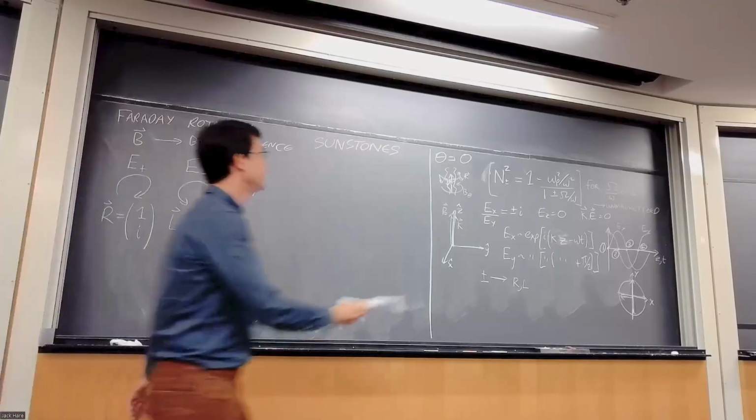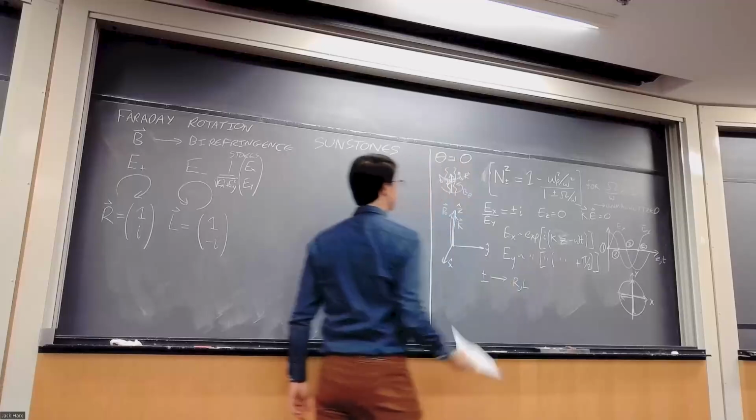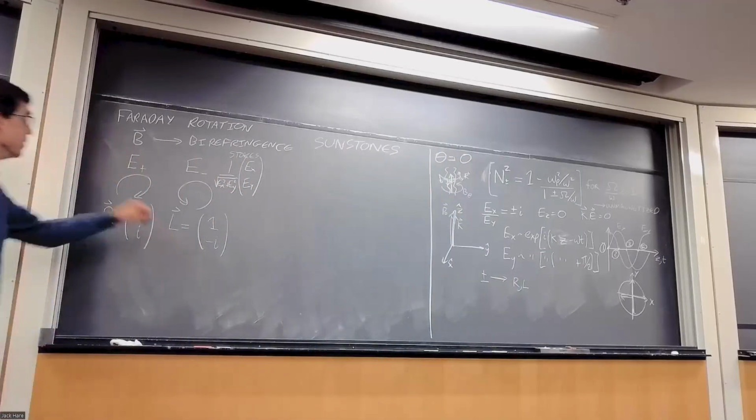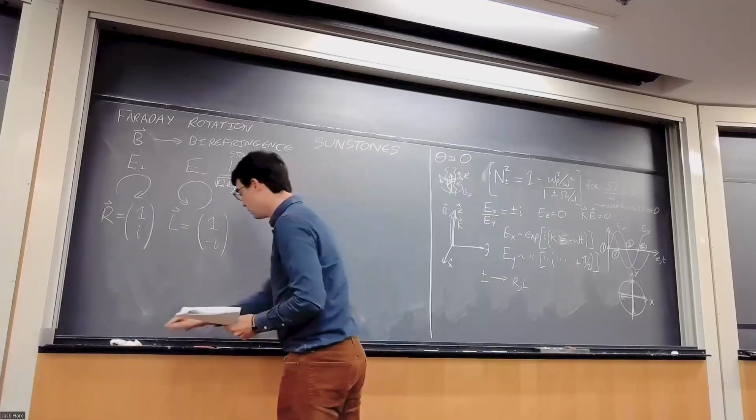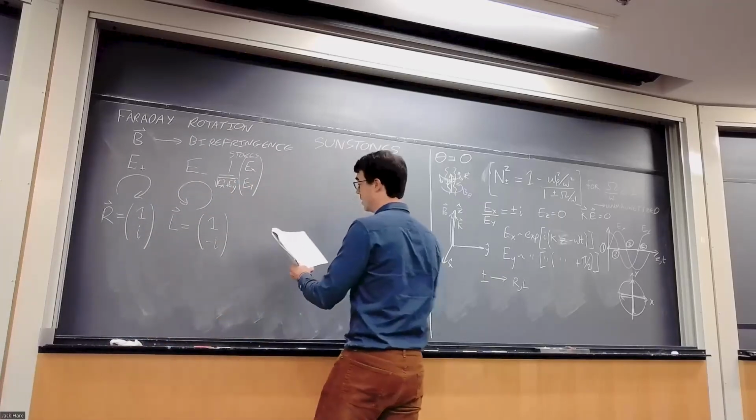And you can see that these have the same relationships between Ex and Ey. And so these are the Stokes vectors for the right and left circular polarized light. We also can write some other polarizations in the Stokes vector notation.